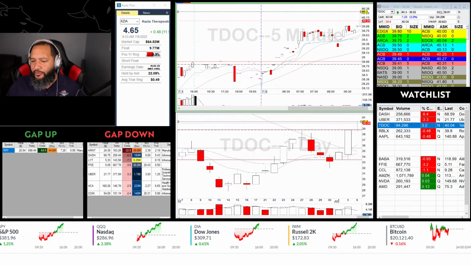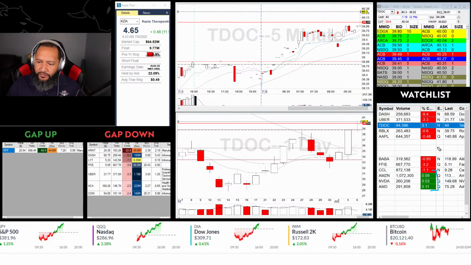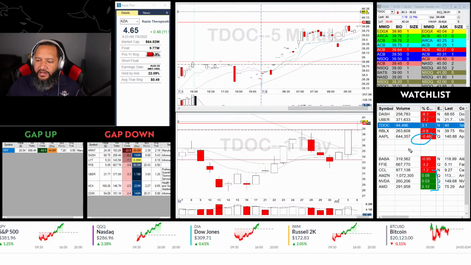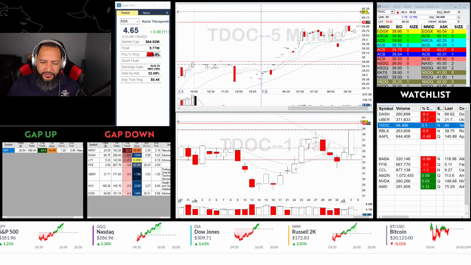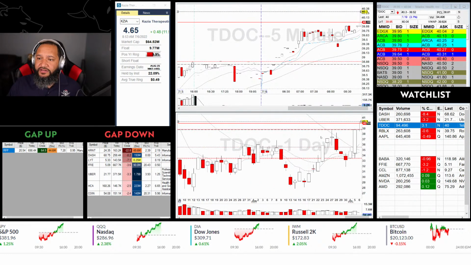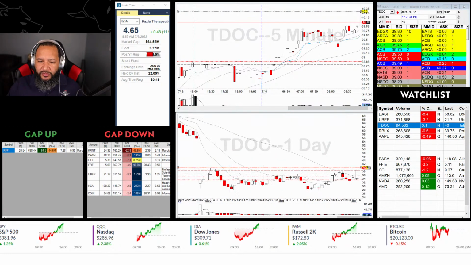We see Roblox, Apple, actually Nvidia and AMD in our secondary list. They're just getting over the hump here into the green territory. Apple's trying to follow suit here as well. So we should have some more stuff in the green if this direction continues. 40.30 is the high of the pre-market on TDOC.